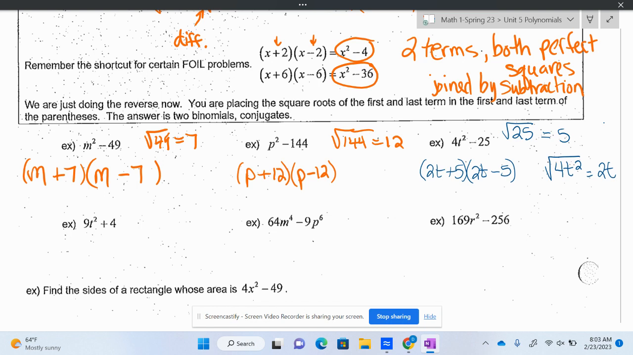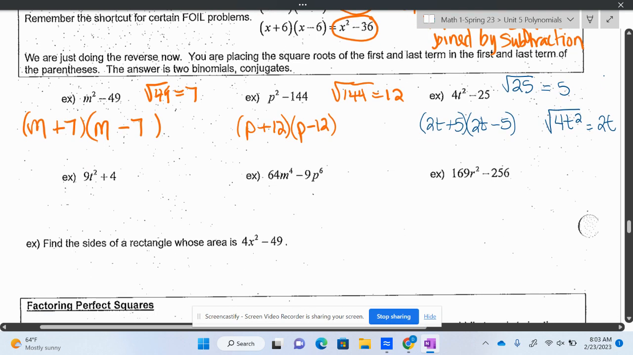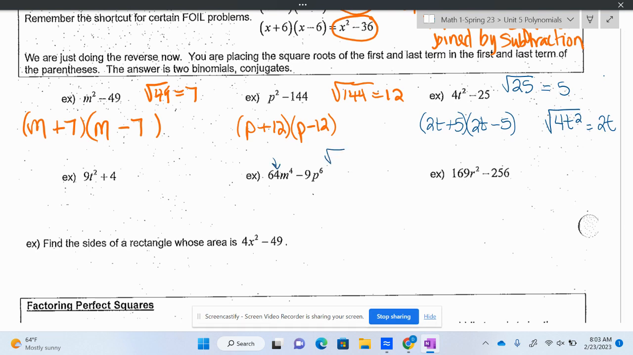What are your thoughts? Easy? Hard? I'll do one more. Which one do you want to do? First, second, or third on the bottom row? The second one, the middle one? Okay, let's do the middle one on the bottom row. So what is the square root of 64? It equals 8. So I'm going to have 8 in the first parenthesis and 8 in the second one.